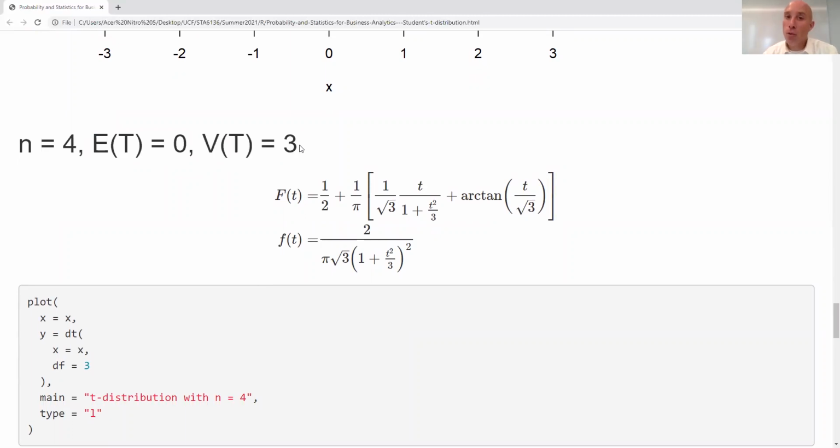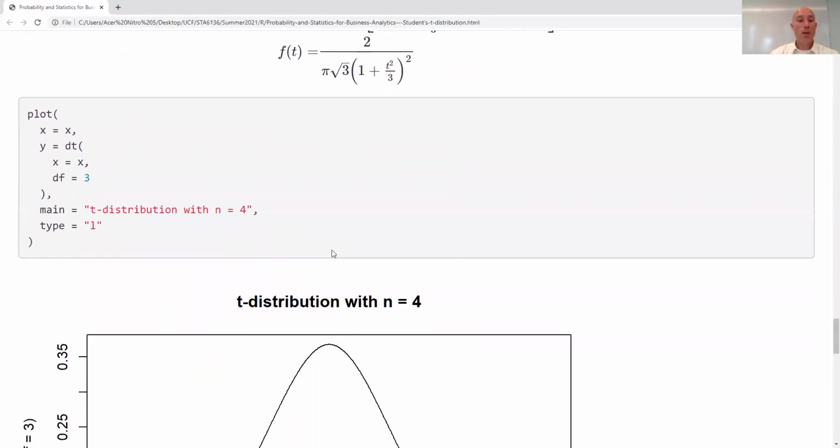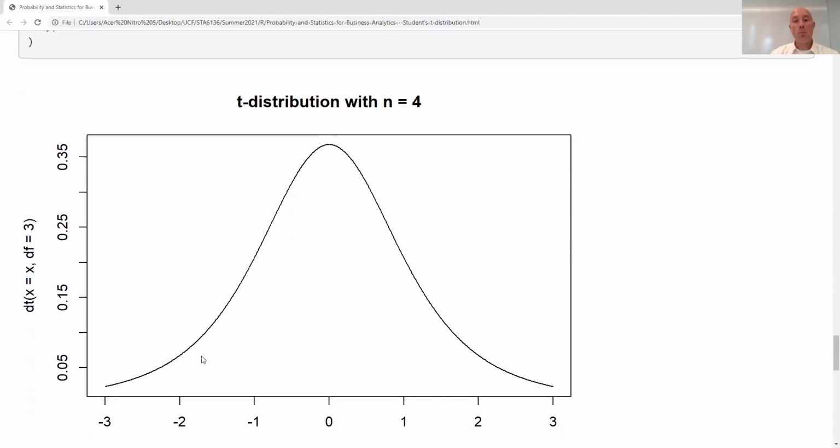Now, if n is equal to 4, then we have an expected value and we have a variance. Now the variance is 3. This is much larger than standard normal. Standard normal always has a variance of 1. So this is 3 times as big. If I go through and do the calculations, here is the density, and here is the cumulative distribution function. Now let's take a look at how it compares. It looks a little bit more like standard normal, but it's still got a lower peak in the middle and heavier tails.